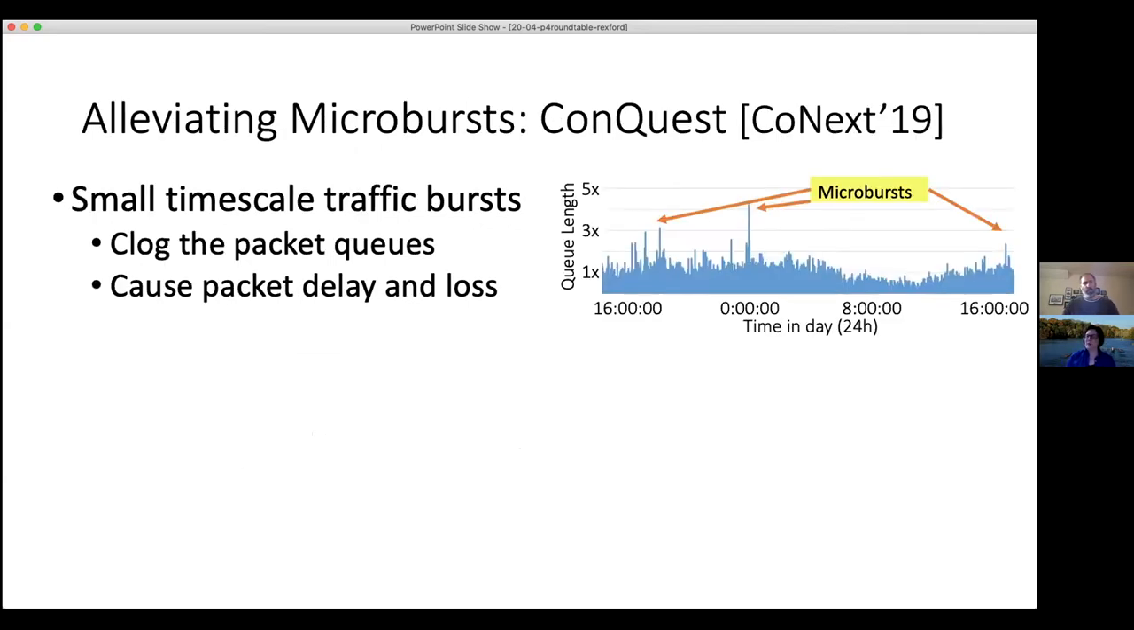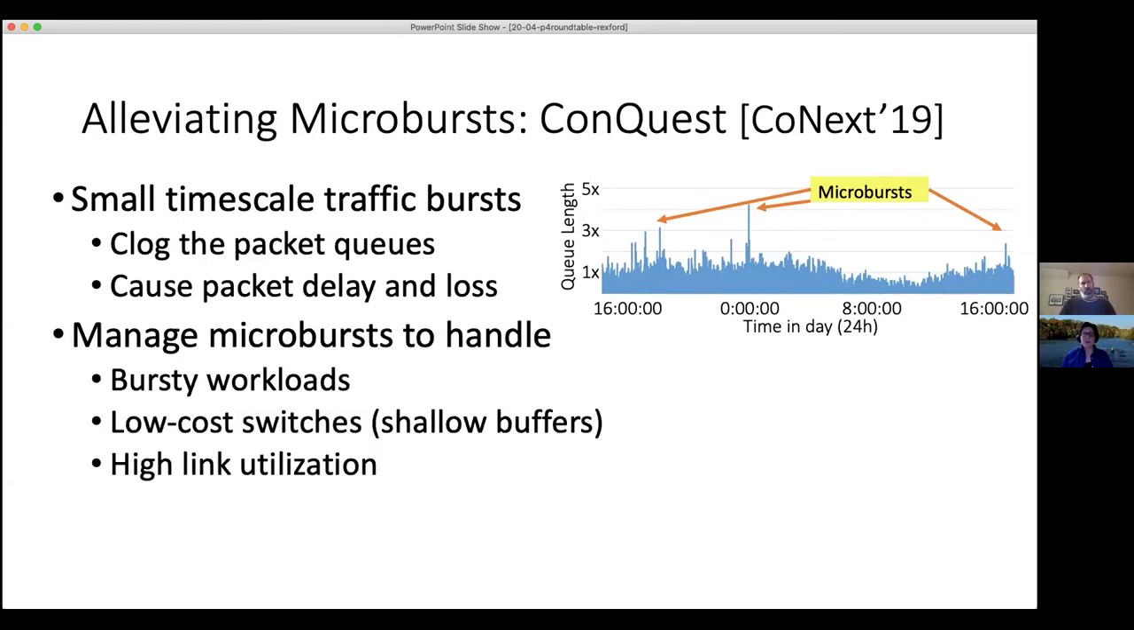Microbursts are really common in data center, enterprise, and backbone networks. They're small timescale bursts of traffic that arrive on timescales of milliseconds or tens of milliseconds or even less. In this graph here, taken from a carrier network, we see over time that the queues are relatively modest in length, except for periods where they become extremely long for short periods of time. These are caused by microbursts, caused by bursty workloads that hit the network all at once, clogging the packet queues, leading to packet delay, and in some cases, packet loss.